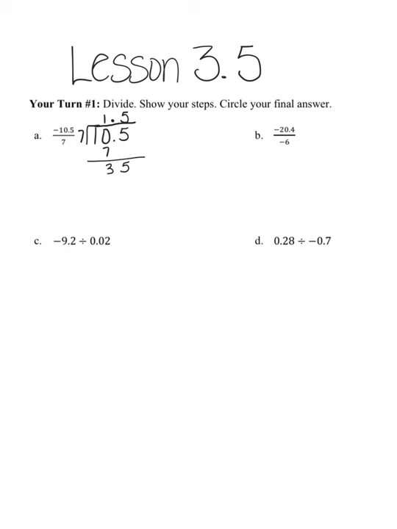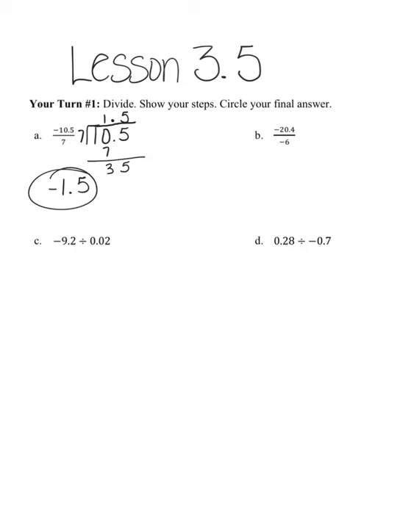So I've got 1.5, and now I'm going to look at my original problem, negative 10.5 divided by positive 7. So a negative divided by a positive is a negative. Therefore, my final answer is negative 1.5.